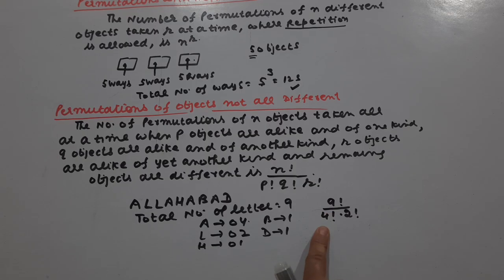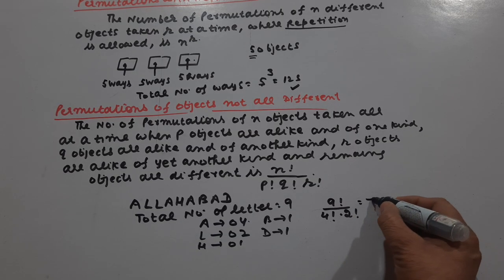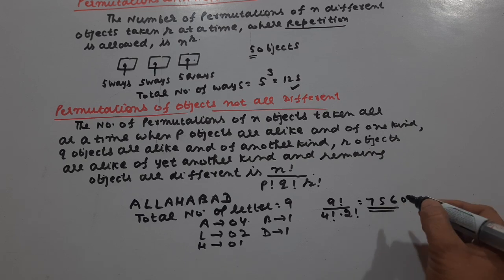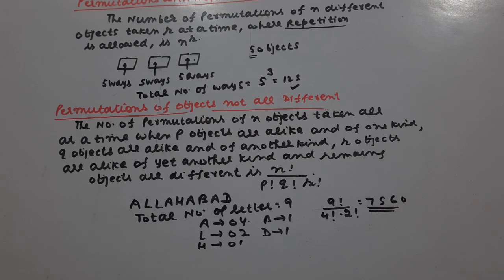Upon, in the denominator we have the letters which are repeating. So A is coming 4 times, so we write 4 factorial into L is coming 2 times, we write 2 factorial. So on solving it, we get 5760. So these are the total number of words that can be formed with the word Allahabad.